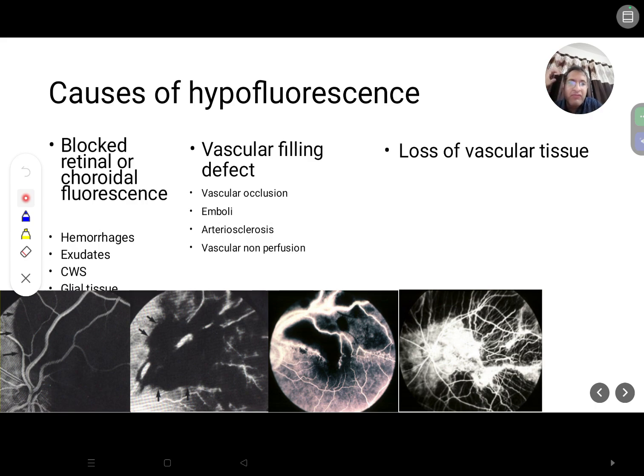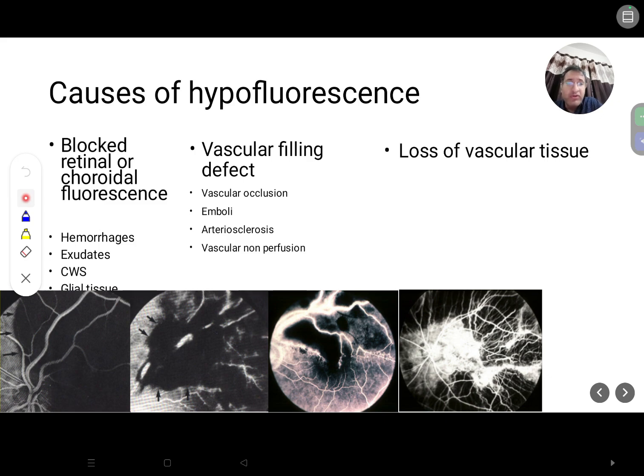What are the examples of these blockages? Any hemorrhages. These hemorrhages can be pre-retinal, these can be intraretinal. Whenever there is a pre-retinal hemorrhage, we can't even see the retinal vasculature. Whenever there is an intraretinal hemorrhage, we can't see the choroidal vasculature, and in the choroidal phase, there will be a hypo. The other example is exudates.